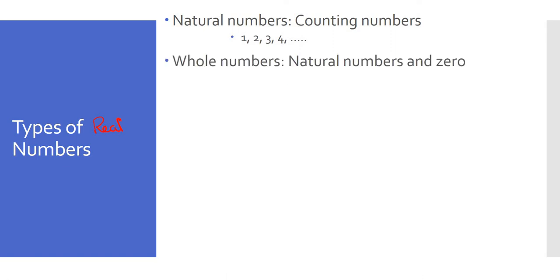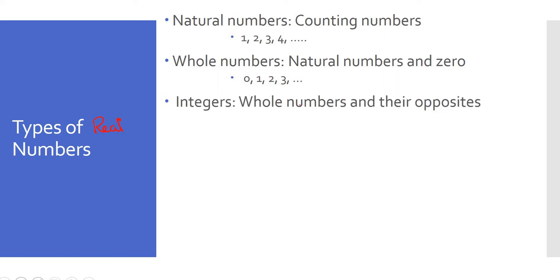Then we've got the whole numbers. This is the natural numbers, and it adds 0 to the list. We don't use 0 when we're counting, but we do use 0 as one of our whole numbers. So 0, 1, 2, 3, 4, 5, 6, etc. The next thing we add are the opposites of the whole numbers. So integers are all of these plus their opposites. So everything negative all the way up to -3, -2, -1, 0, 1, 2, 3, etc.